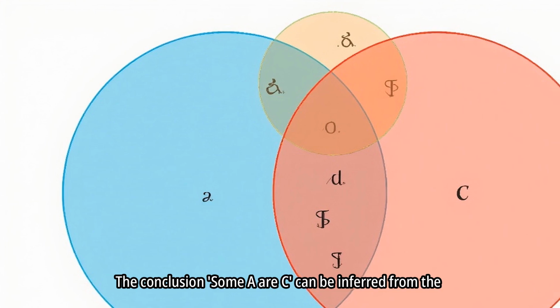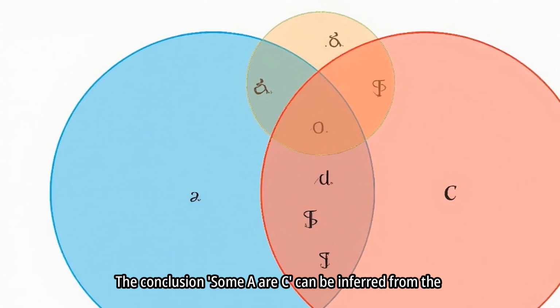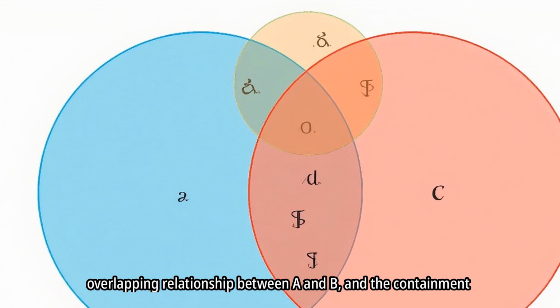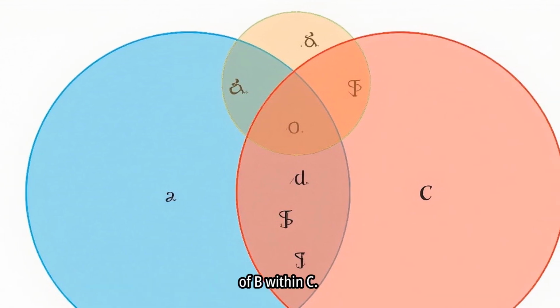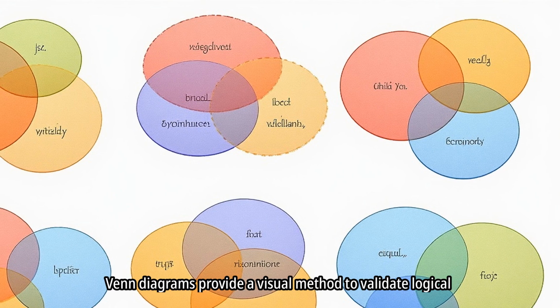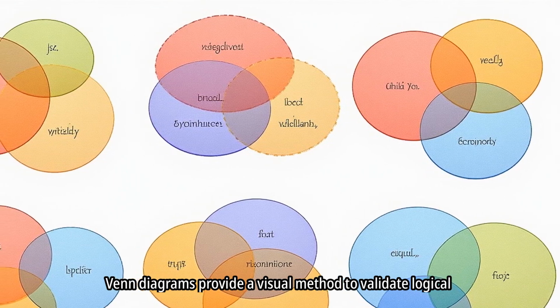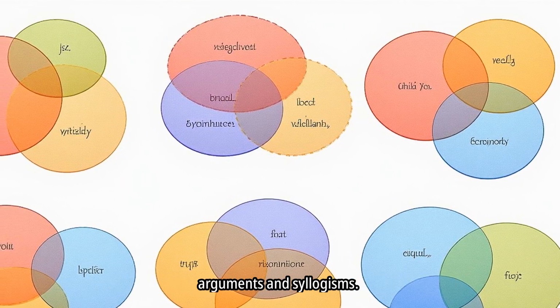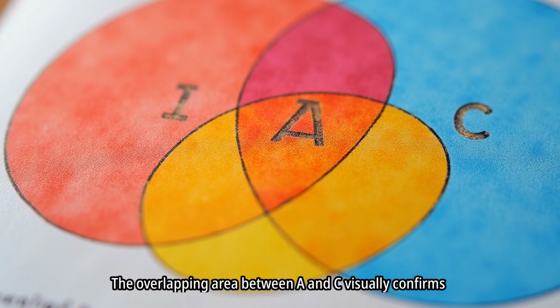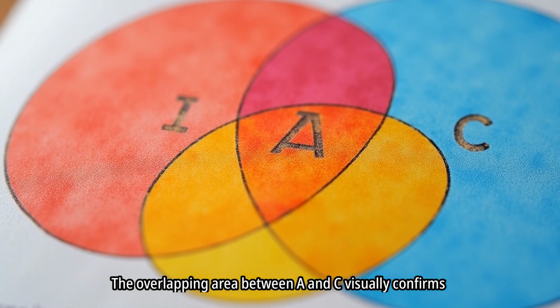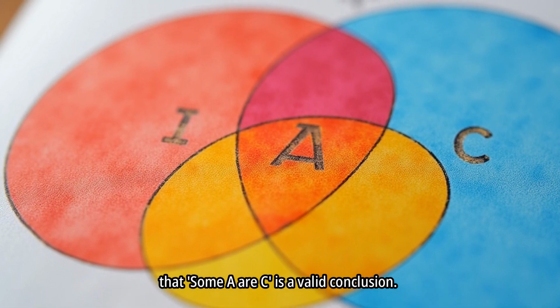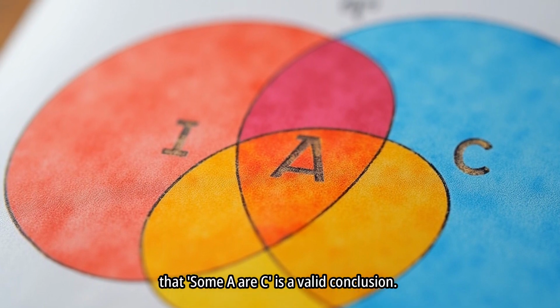The conclusion, some A are C, can be inferred from the overlapping relationship between A and B and the containment of B within C. Venn diagrams provide a visual method to validate logical arguments and syllogisms. The overlapping area between A and C visually confirms that some A are C is a valid conclusion.